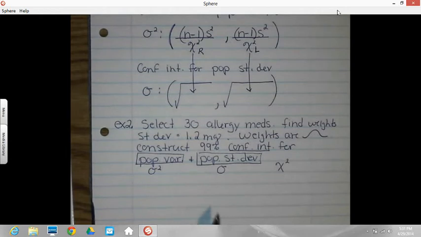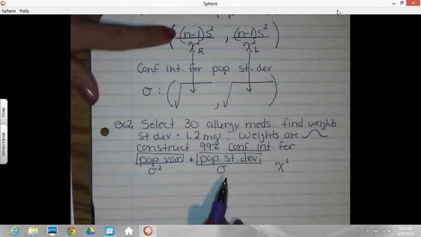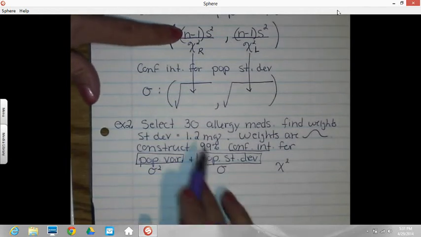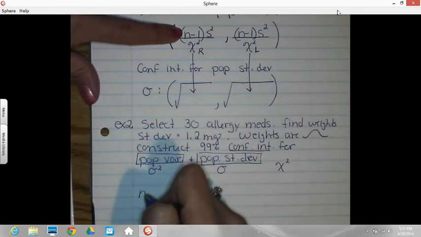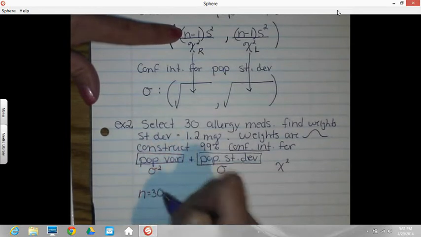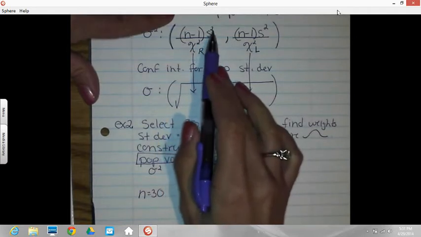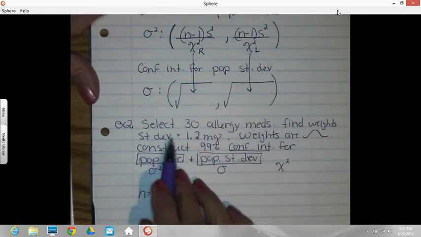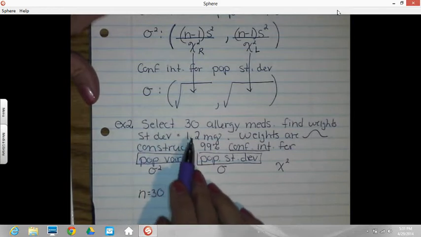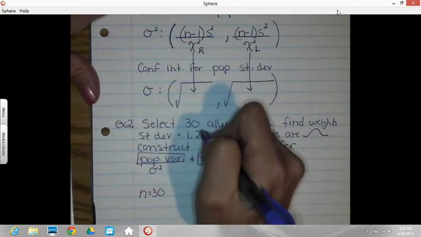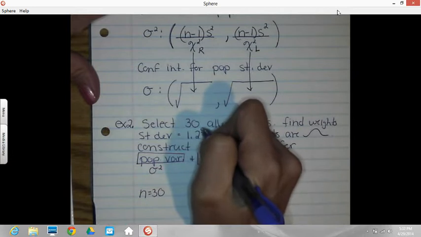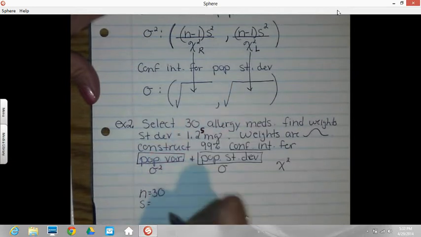So let's identify what we need. I need to know what n is. Do I know the sample size? Yeah, 30. Do I know what s is? Because I need s squared. Well, remember, I've got standard deviation here. This standard deviation, remember, is s. So they're giving me the standard deviation. It is 1.2.